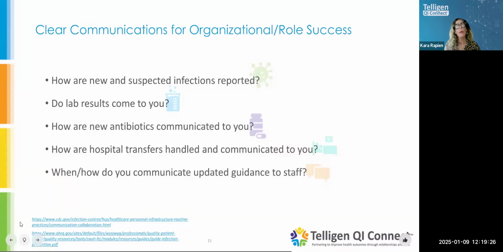How do you communicate residents who are at high risk for infection to your staff? Looking at labs, how do those labs come to you? And how are antibiotics communicated to you? Just some things to think about in that communication piece.